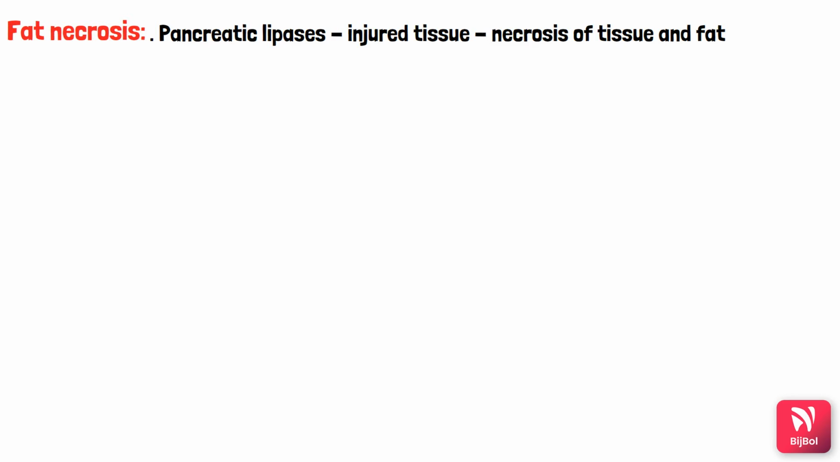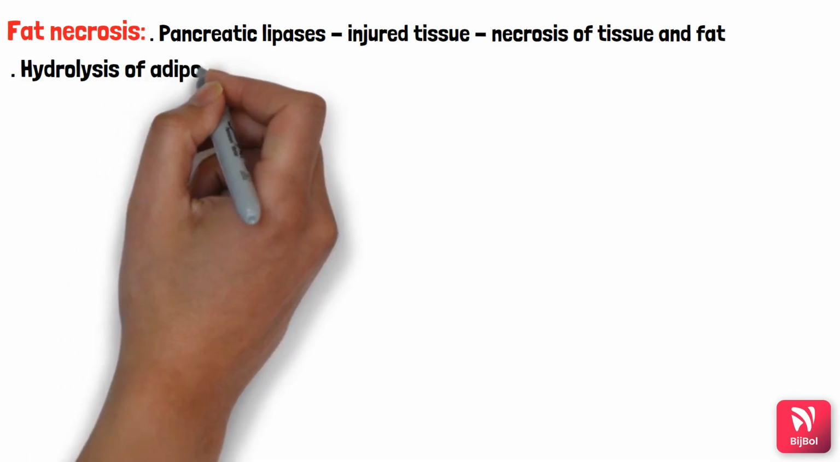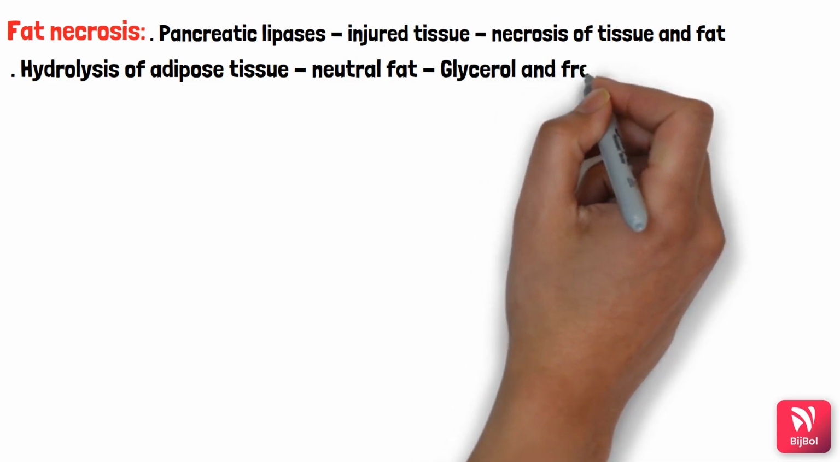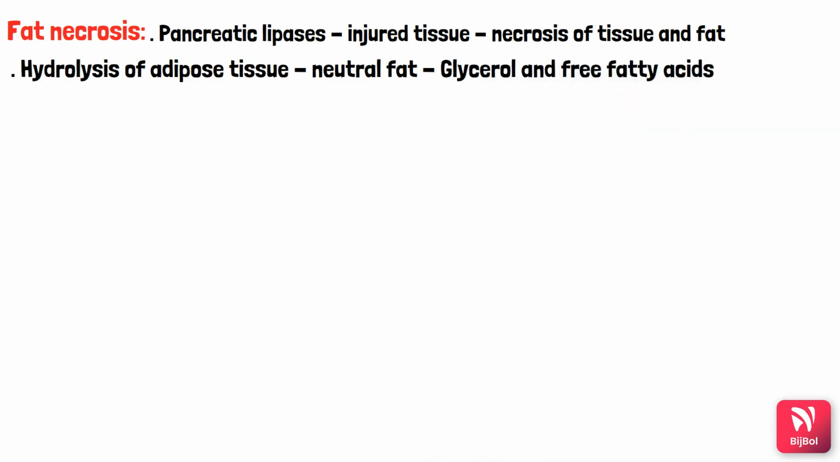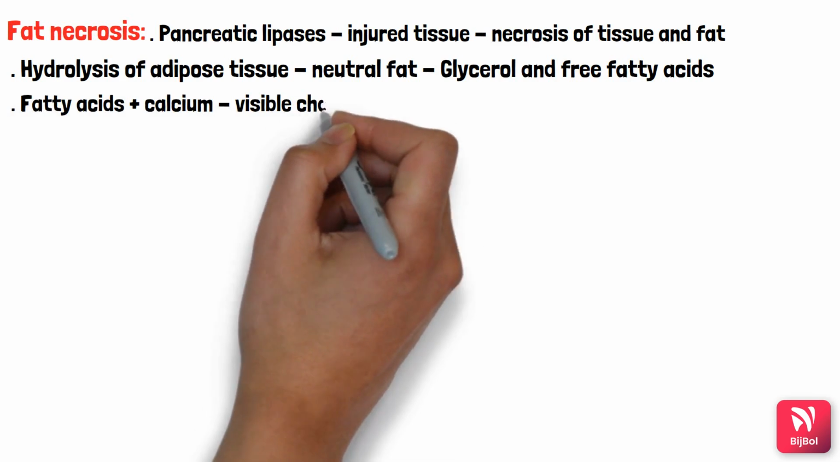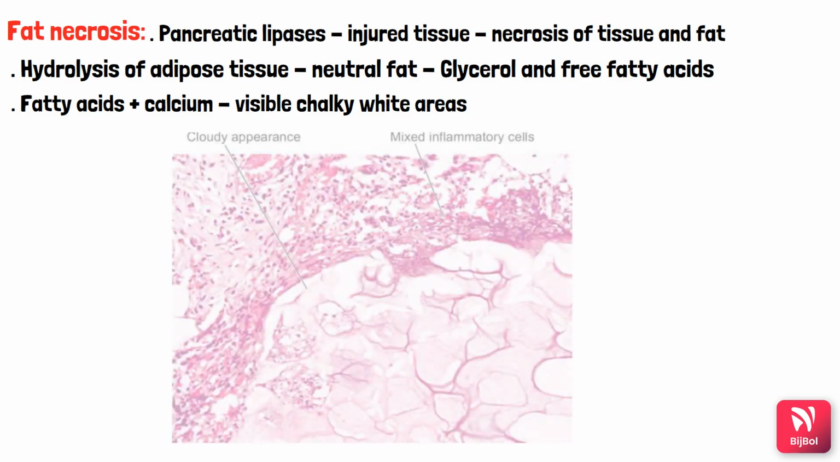So how does this fat necrosis happen? There will be hydrolysis as well as rupture of the adipose tissue. Whenever there is rupture of adipose tissue, neutral fat will be released. That released neutral fat will change into glycerol and free fatty acids. And these released fatty acids form a complex with the calcium present outside, resulting in the formation of calcium soaps, which is saponification, that we will see as chalky white areas. So this is fat necrosis.